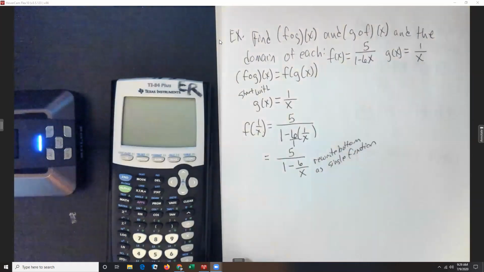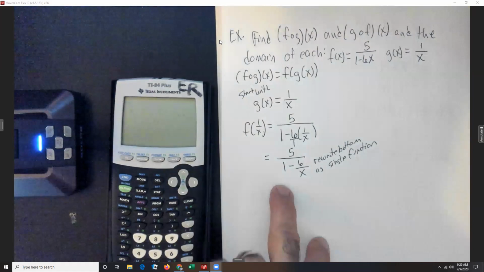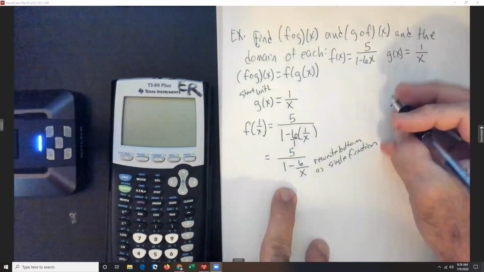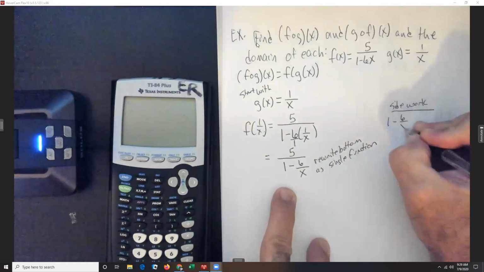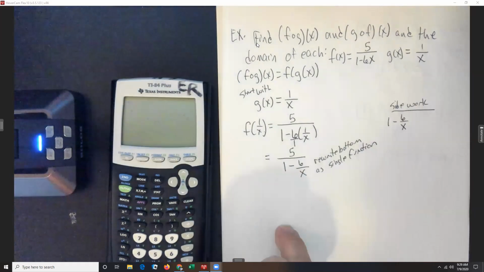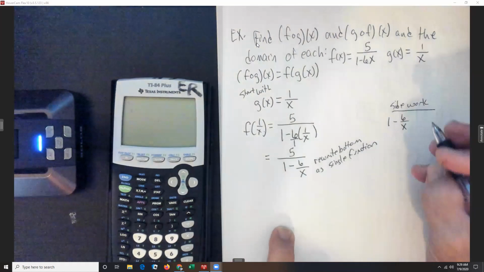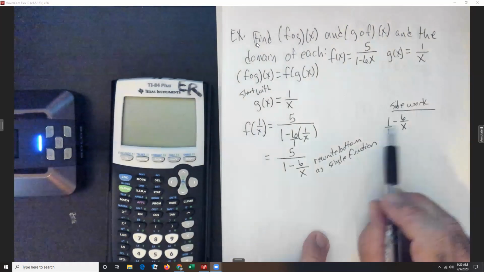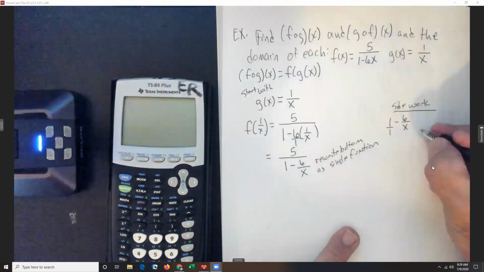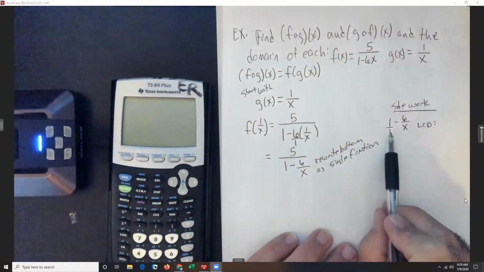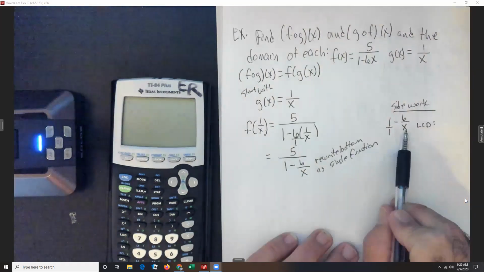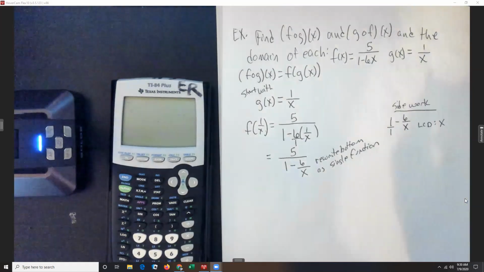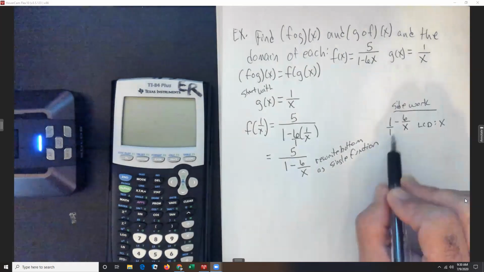So let me ask you this. Off on the side, I'm going to do side work. My side work is taking this 1 minus 6 over x and writing that as a single fraction. So first, under the 1, treat it like it's a 1. And y'all, in order to combine this, I need a least common denominator. Least common denominator is a 1 on the bottom and an x, and 1 times x is just an x. So what you would do now is change this first fraction so that it has an x on the bottom.